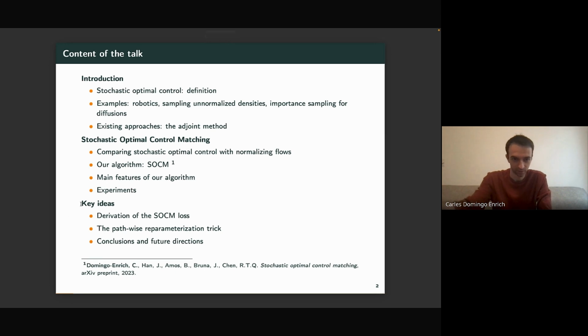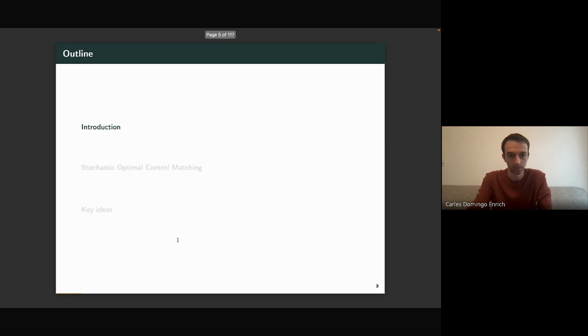Finally, I'll have this other section, which will be basically a short derivation of the SOCM loss at the high level. Then the pathwise reparameterization trick, which is the technique that we used to find the loss. And then I'll talk about conclusions and future directions. So what's left to do in this field. Okay, so let's jump into the introduction.